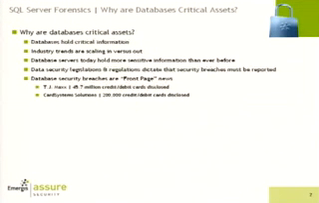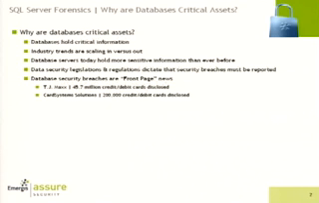So the first slide, why are databases critical assets? Databases hold critical information. That point is pretty self-explanatory. Industry trends are scaling in versus out, meaning people are taking numerous database servers and consolidating them on fewer database boxes. And in most cases, they're doing this to save cost or for ease of manageability. But what this is doing is creating these honeypots, or gold pots, I should say, of information that attackers frequently try and target.